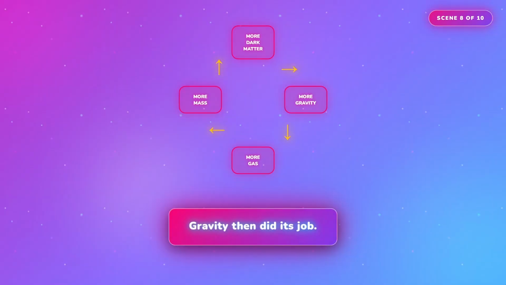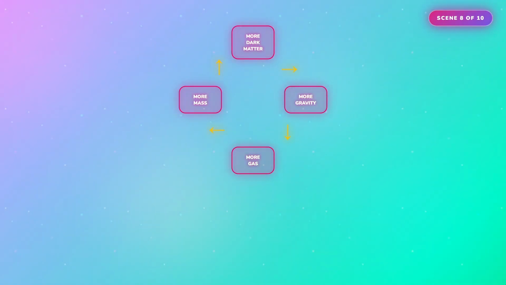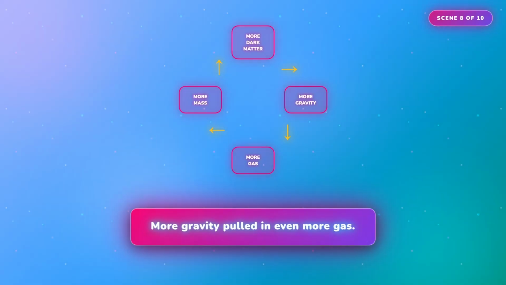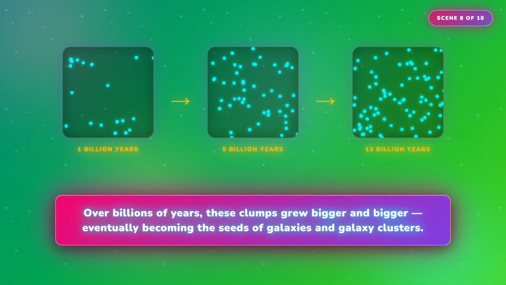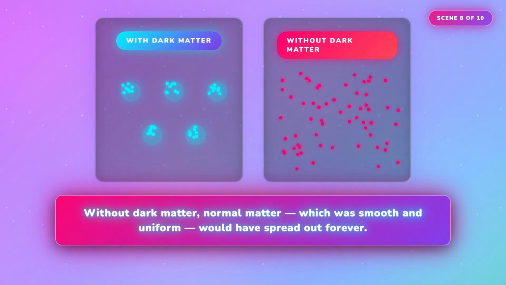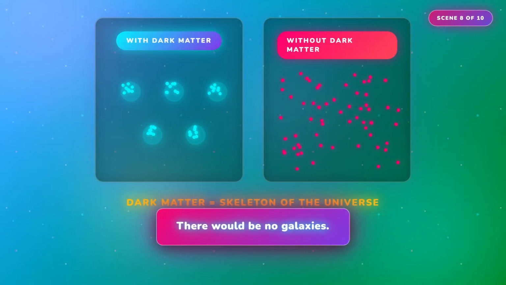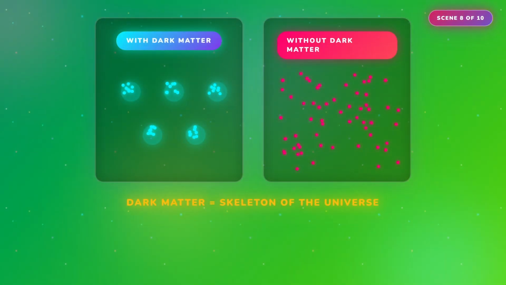Gravity then did its job. These slightly denser regions pulled in more gas. More mass meant more gravity. More gravity pulled in even more gas. A feedback loop. Over billions of years, these clumps grew bigger and bigger, eventually becoming the seeds of galaxies and galaxy clusters. Without dark matter, normal matter, which was smooth and uniform, would have spread out forever. There would be no galaxies, no stars, no planets, no us.